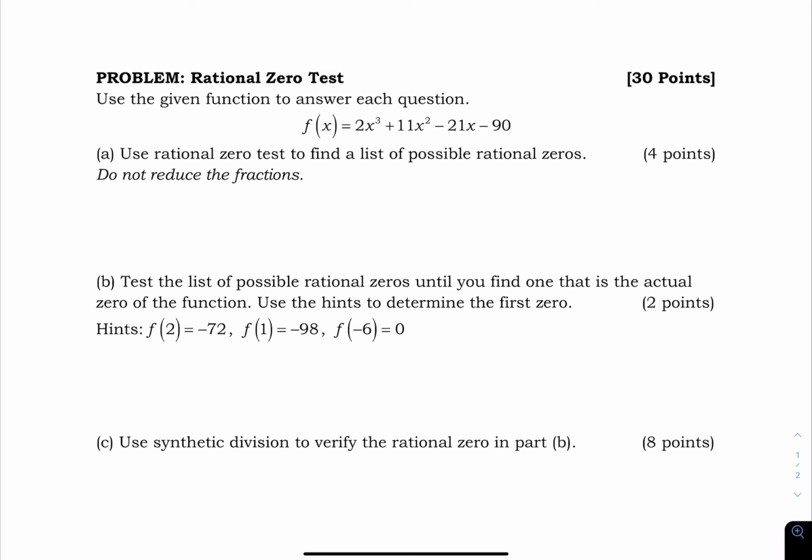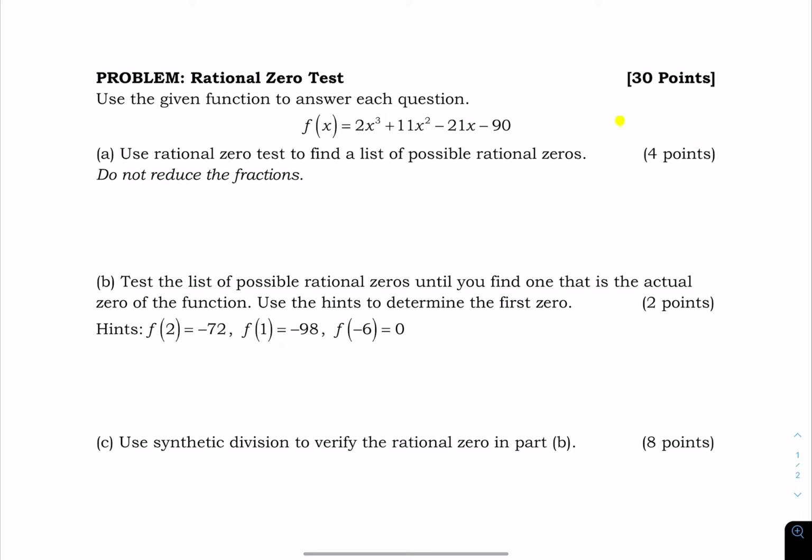We are trying to use the rational zero test to find all the rational zeros of that function. So we have a function right here, 2x to the third plus 11x squared minus 21x minus 90. I will set this function equal to 0 and then solve for x. So let's say x equals 3 values.